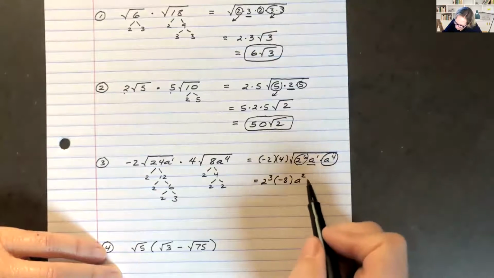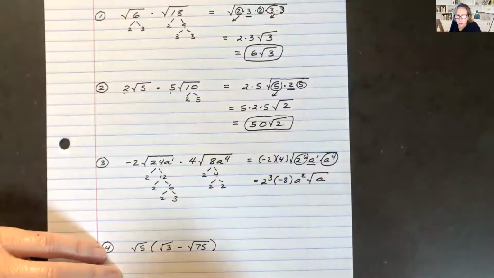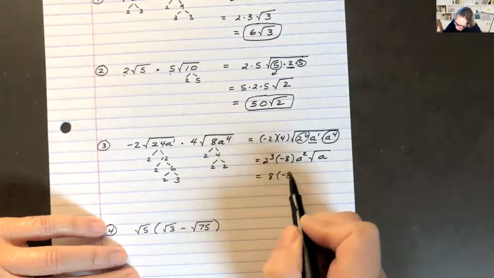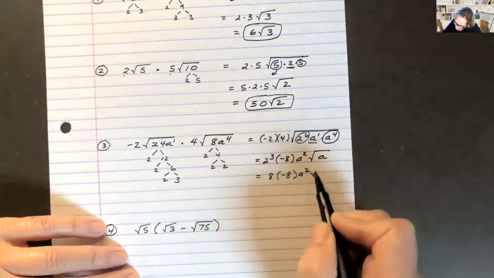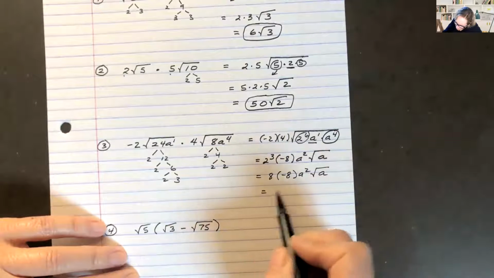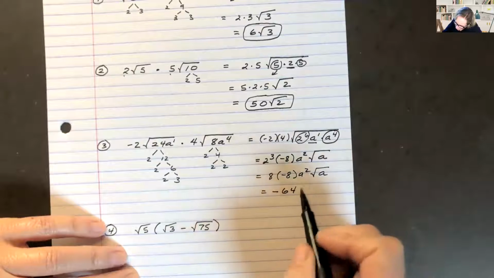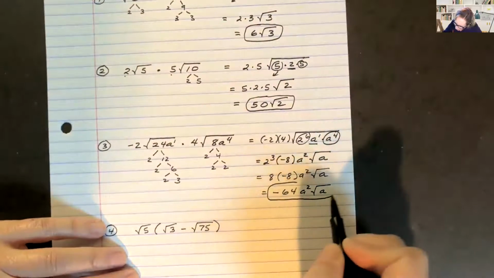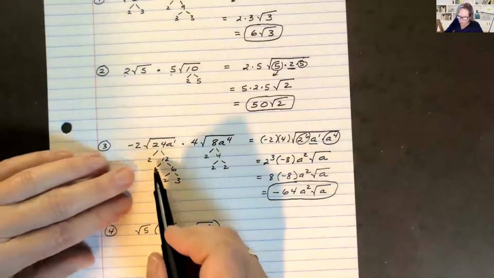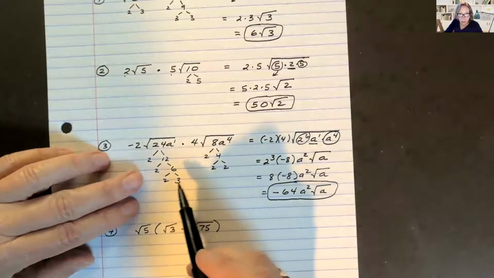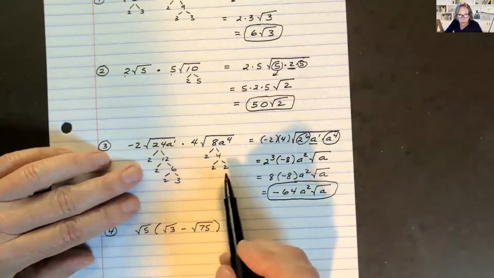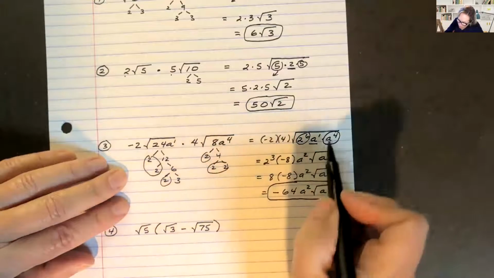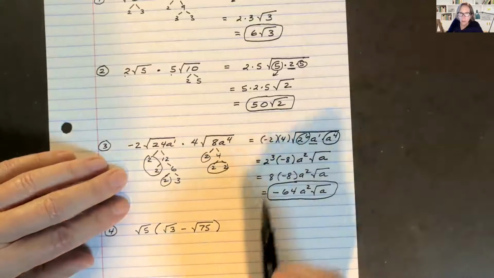So all that's staying under the radical is the single a. So 2 to the 3rd is 8 times negative 8 times a squared times the square root of a. So this becomes negative 64 a squared times the square root of a. Okay, so instead of listing out all of the 2's and circling the pairs and realizing that from 6 2's, I'm going to get 1, 2, 3 pairs. That's why the 2 to the 3rd comes out.